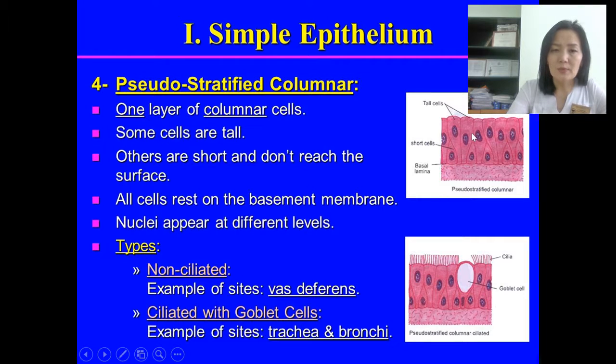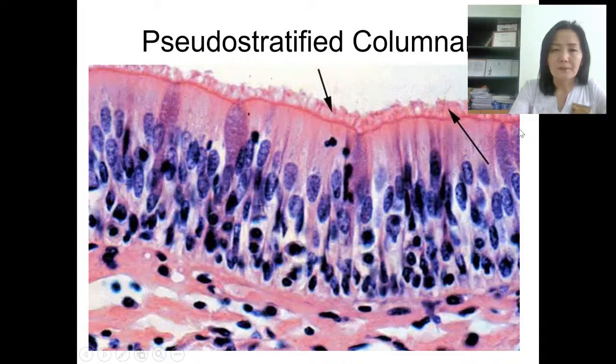But this type of pseudostratified columnar epithelium, they don't have cilia, that's why non-ciliated epithelium. Again, this is a real slide here. We can say pseudostratified but ciliated columnar epithelium. Pseudostratified.